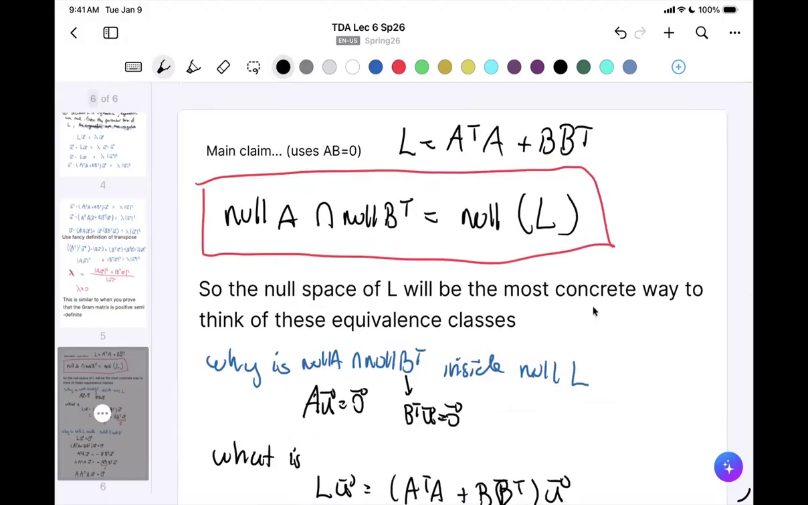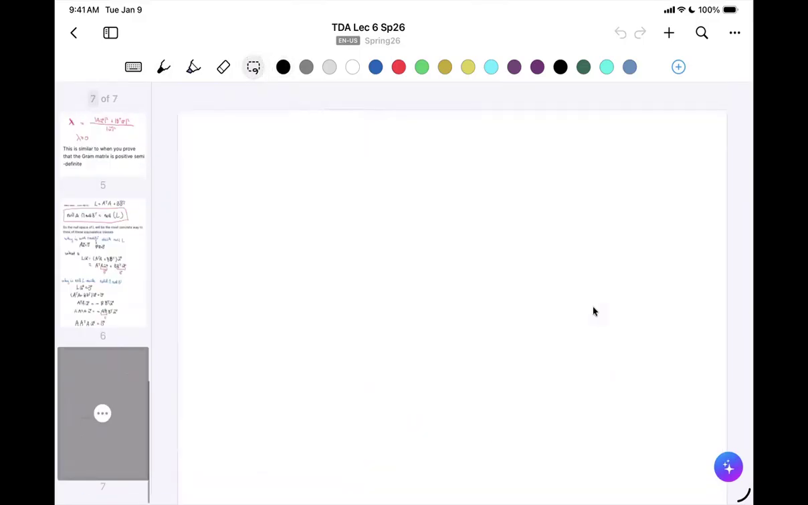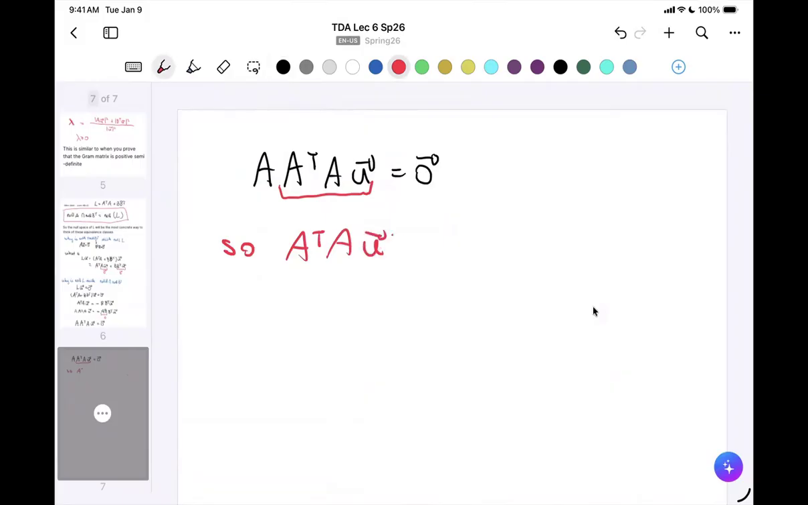Okay. Sorry. Let me, okay, I'm almost done. Again, I just want to give you the ideas of these proofs because they're tricks that are useful to keep around if you ever take a more advanced math class. So that means that A times this vector equals 0. So A transpose A U is in the null space of A.